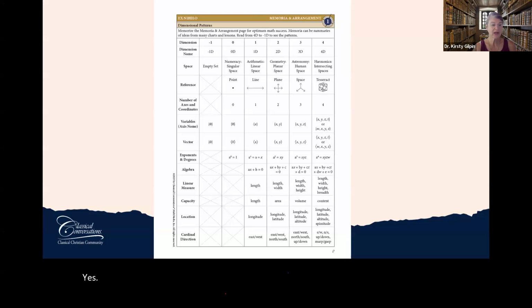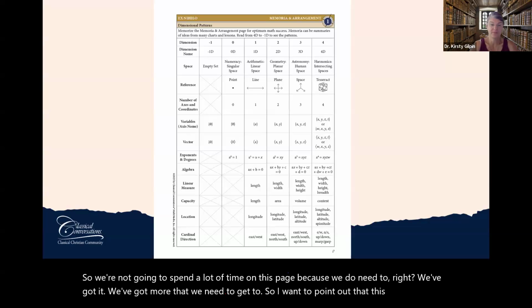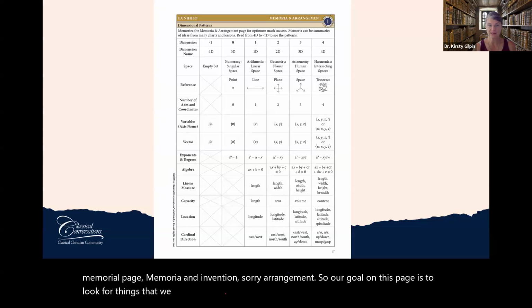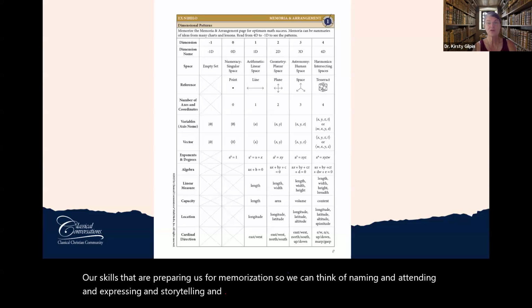Thank you. So we're not going to spend a lot of time on this page because we do need to, right? We've got more that we need to get to. So I want to point out that this is our Memoria page, Memoria and arrangement. So our goal on this page is to look for things that we can memorize, right? We can use our skills that are preparing us for memorization. So we can think of naming and attending and expressing and storytelling and memorizing. We can use those skills to help us memorize.